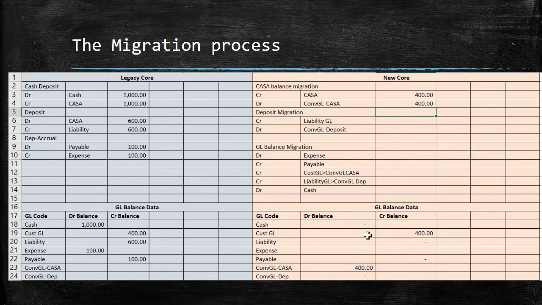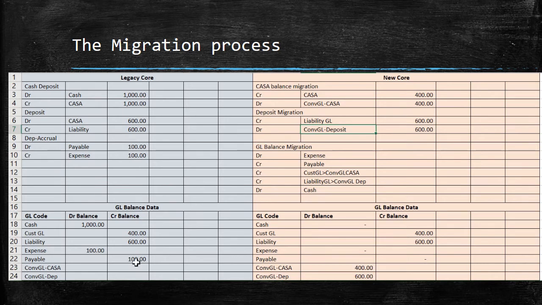Likewise, when I am creating the deposit for 600, I credit the liability GL for 600 and debit the deposit conversion GL for 600. This is because at this stage, when you are migrating the deposit, you cannot actually debit the customer. It has to be to a parking GL. So at this stage, you have a balance sheet which is still not complete because you have items lying in the conversion GL. So how do you knock it off?